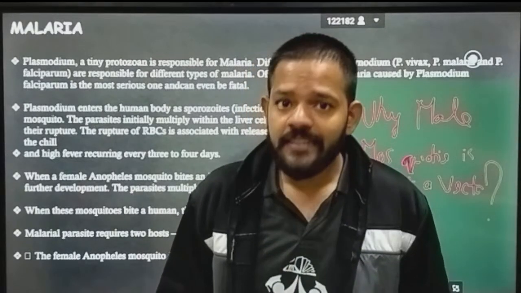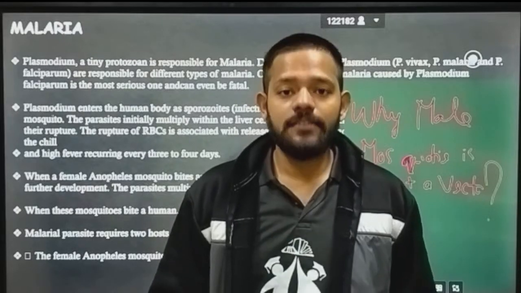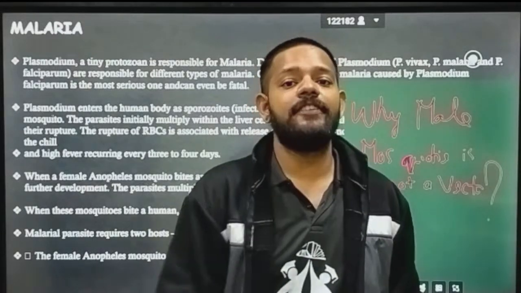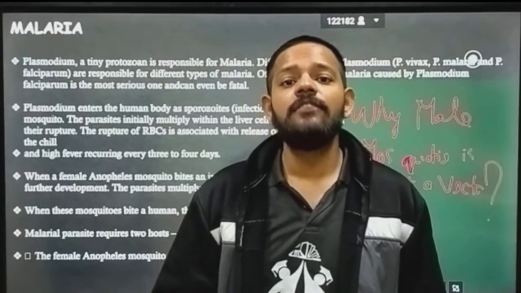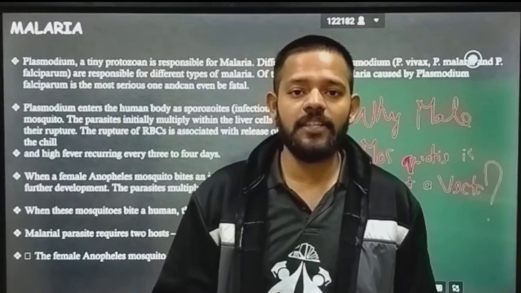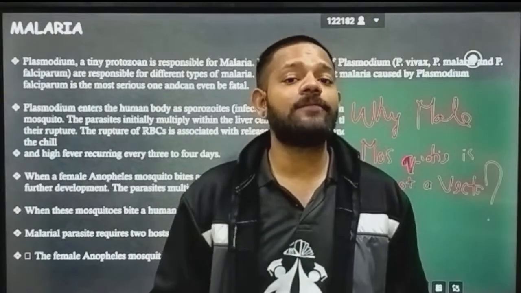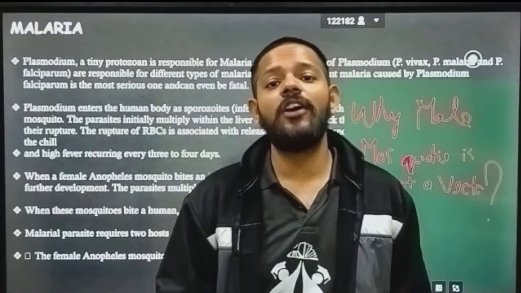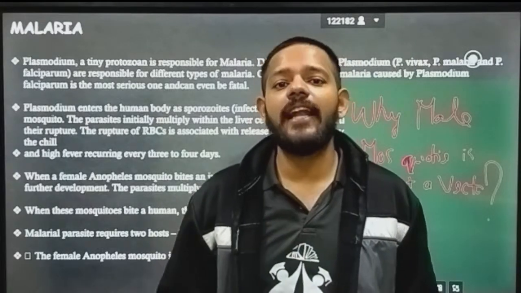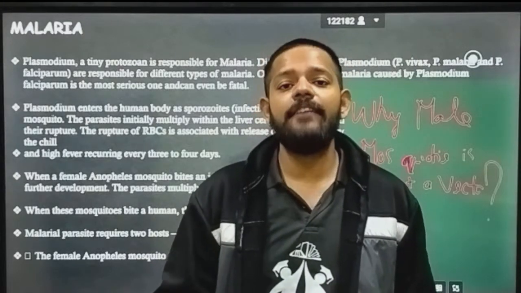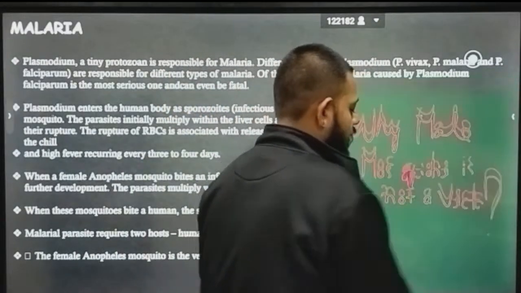And the answer is that the male does not have the piercing and sucking organs which are present in the female body. The second thing is that Plasmodium can complete its life cycle only in the female, not in the male, because it has to lay eggs there. All this life cycle runs there. So that's why the female Anopheles gets infected by Plasmodium, not the male.